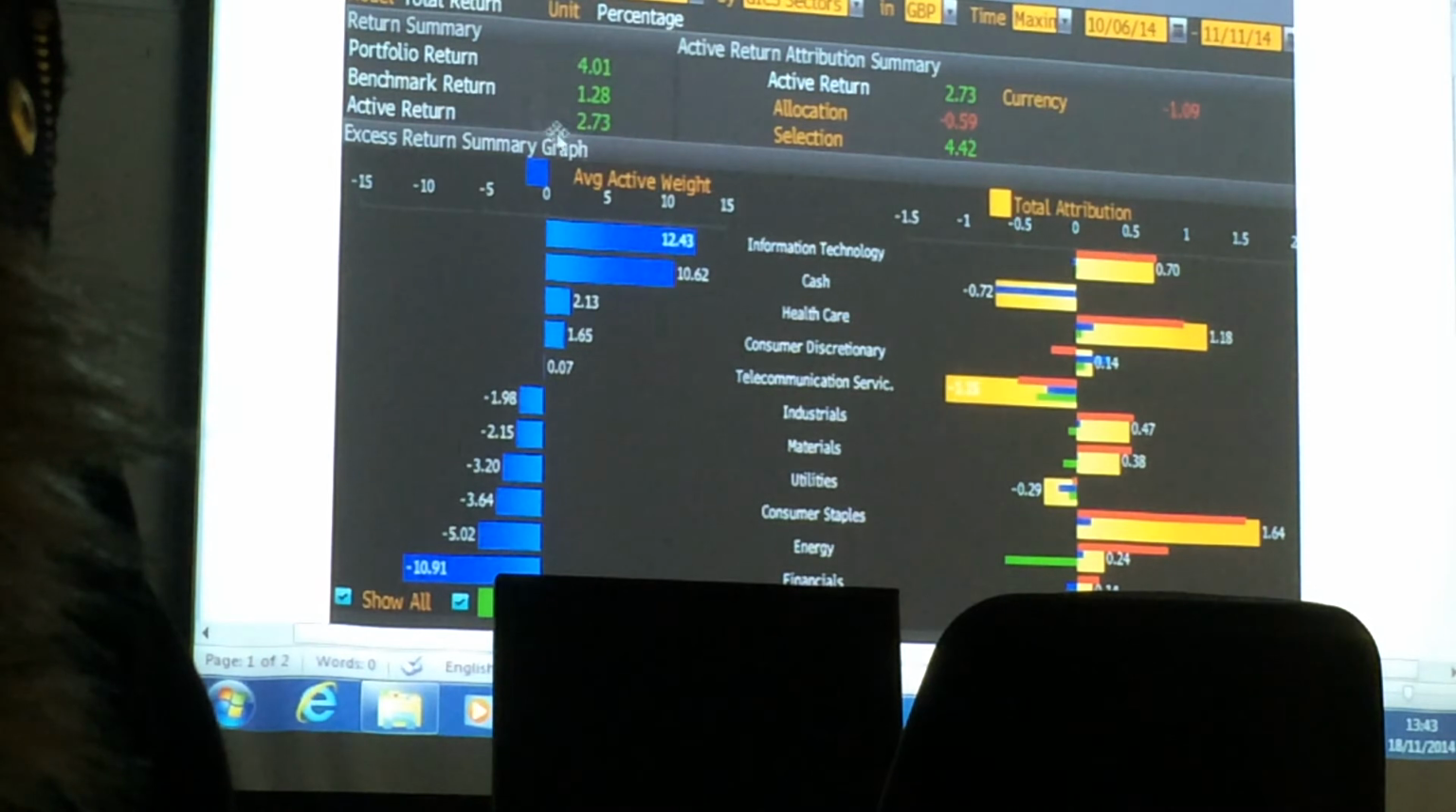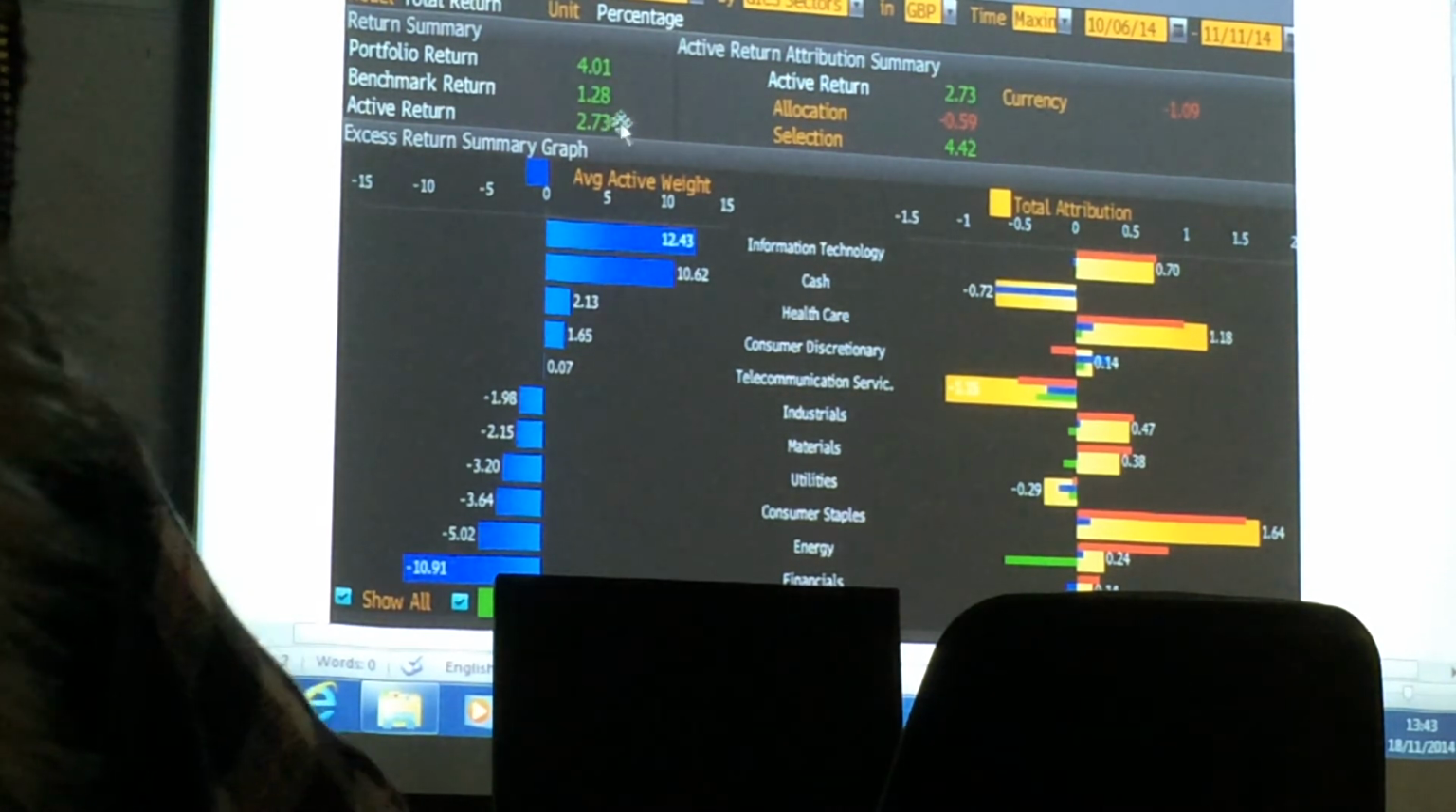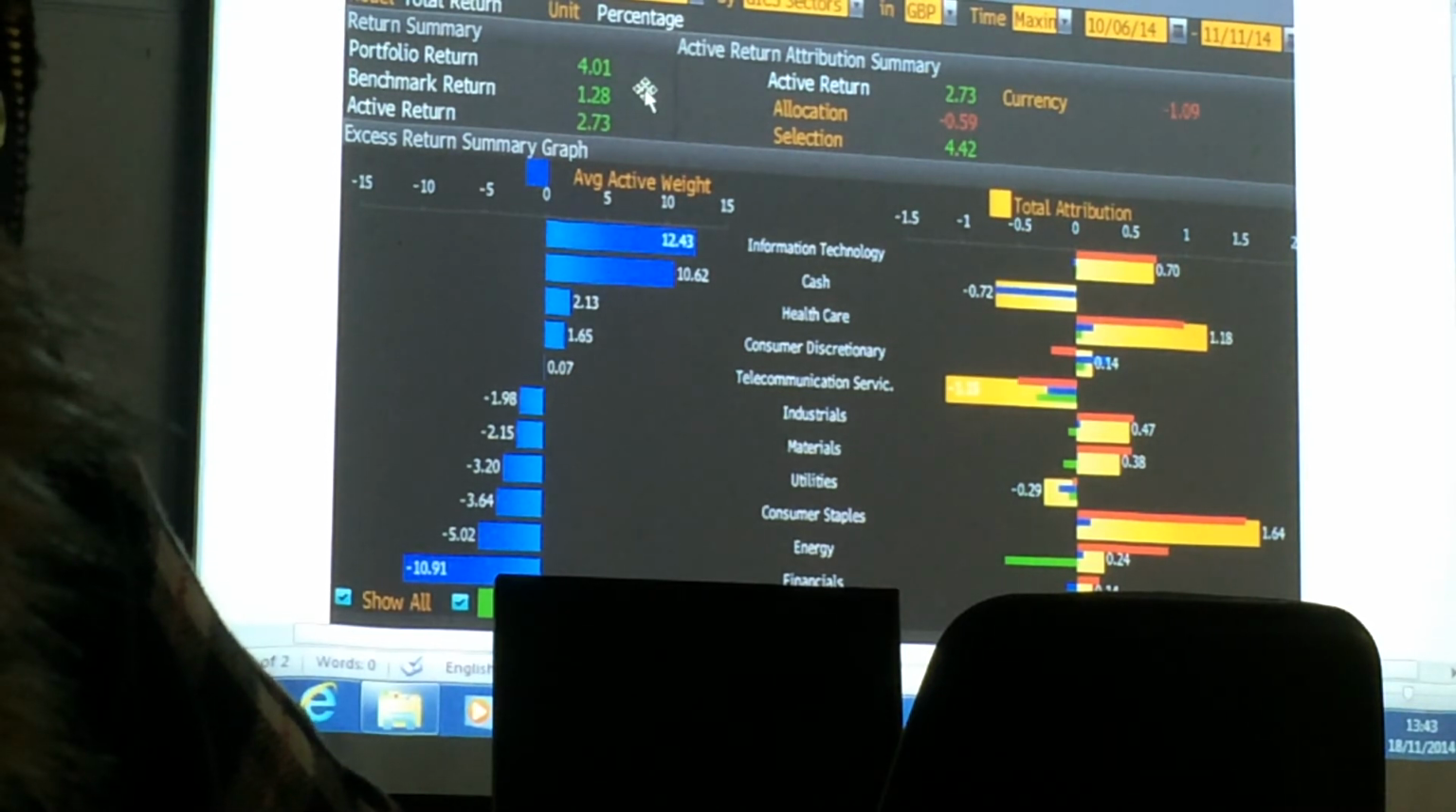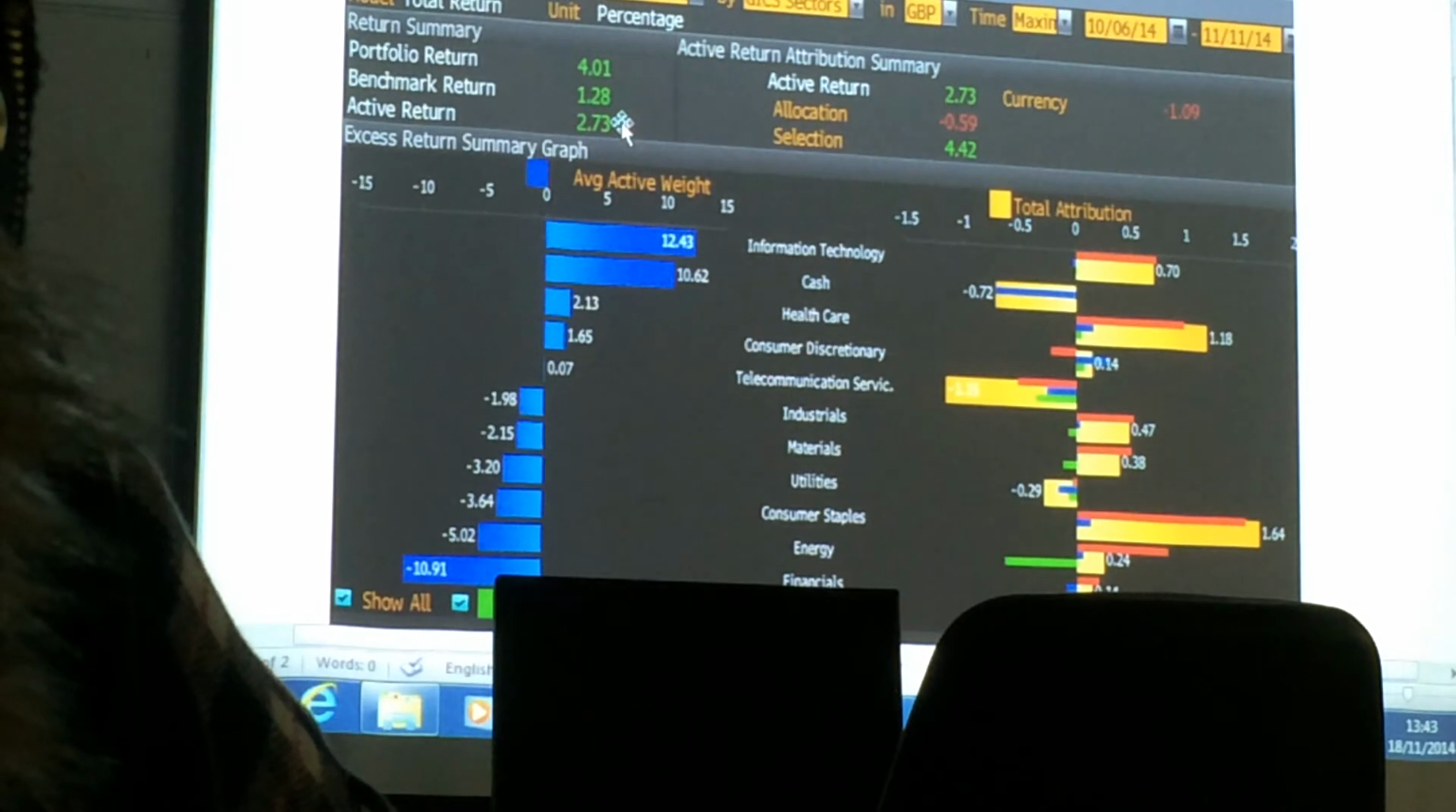So, a brief summary: you guys are doing quite well against the benchmark. The overall return is 4%. That's probably all because of Alexei. Thanks for that. So you can see you're doing better.